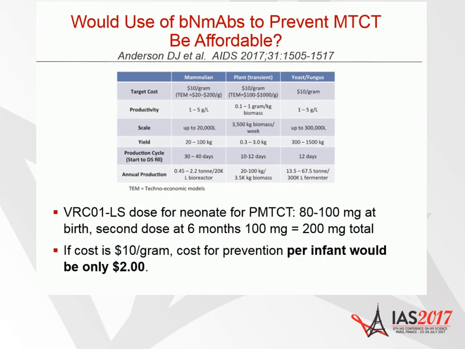So one question that people ask is, will this be affordable if you try to use it to prevent mother-to-child transmission? And this is from a study recently published in AIDS, looking at target costs with a projection of potentially $10 per gram. If you look at the dose of VRC01LS in neonates, it's 200 milligrams total for 2 doses. So if the cost is $10 a gram, the cost for prevention in an infant is $2 per infant.